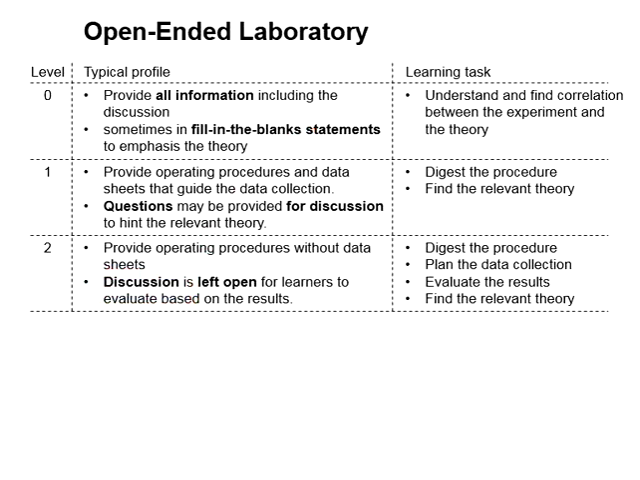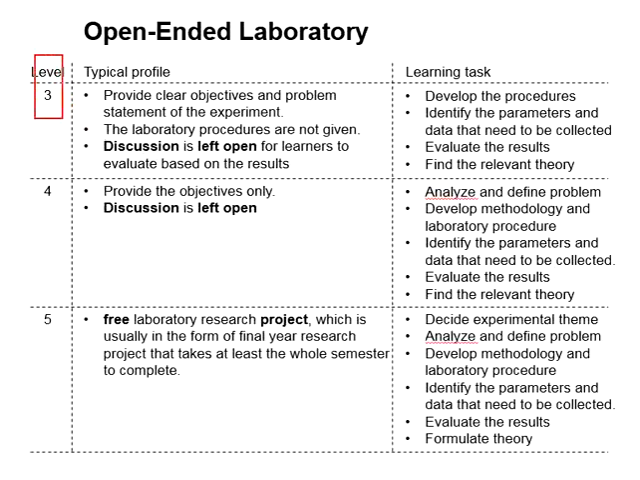The students will have to work out the correlations between the parameters learned through the experiment and the theories learned from the lectures and references. Starting level 3, it will be considered open-ended. This is because the lab procedures are not given and the discussions is left open. What is given to the students, it will be the objectives and also the problem statement of the experiment.